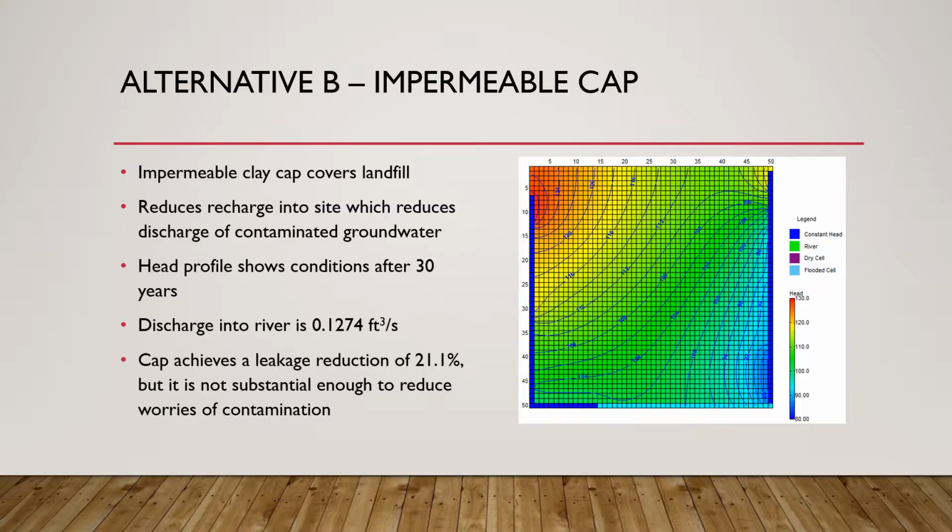Alternative B, impermeable cap. Impermeable clay cap covers landfill. Reduces recharge into site, which reduces discharge of contaminated groundwater. As we see in the picture to the right, the head profile shows conditions after 30 years. Discharge into river is 0.1274 cubic feet per second. CAP achieves a leakage reduction of 21.1%, but it is not substantial enough to reduce worries of contamination.